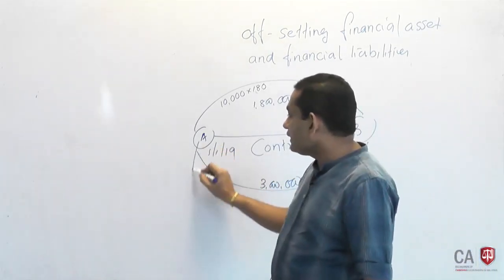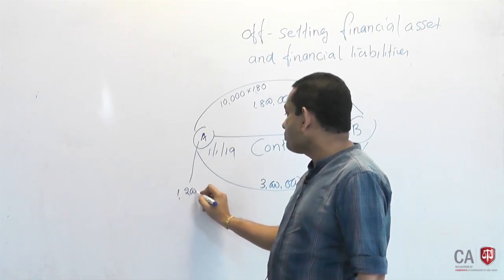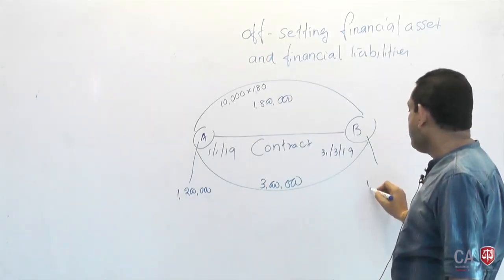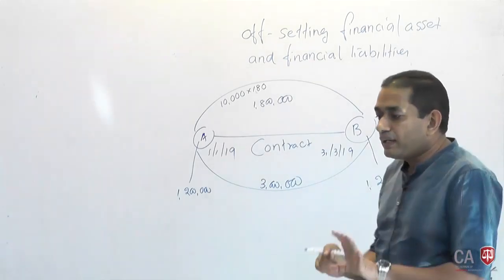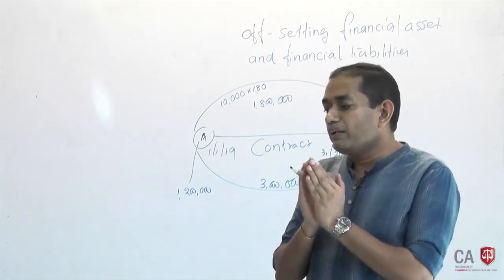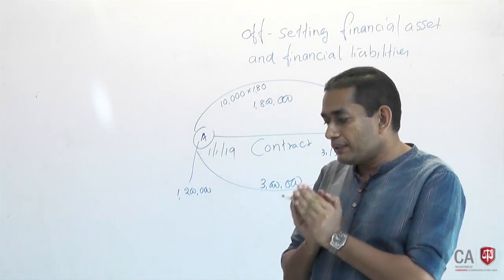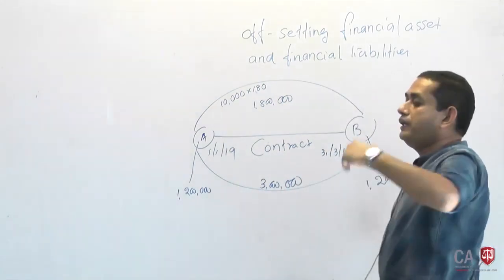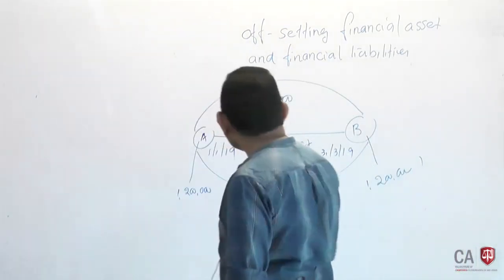Now, here A will recognize only 1.2 million rupees net amount as a receivable, and B will recognize only 1.2 million rupees as a net liability. Why? Because it currently has a legally enforceable right to set off, and both parties intend to settle and receive in net. And here offsetting is possible. In my previous illustration, offsetting was not possible.